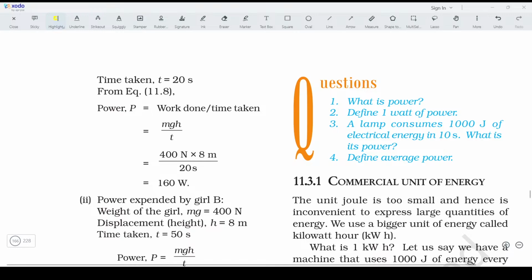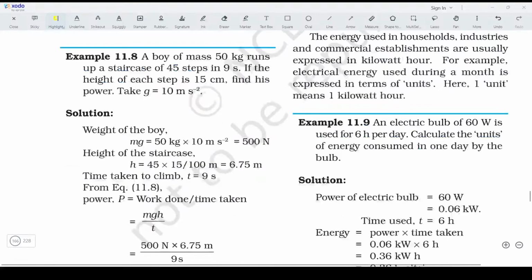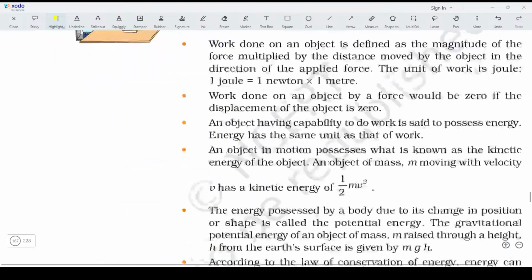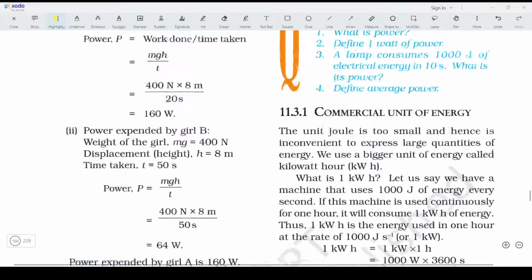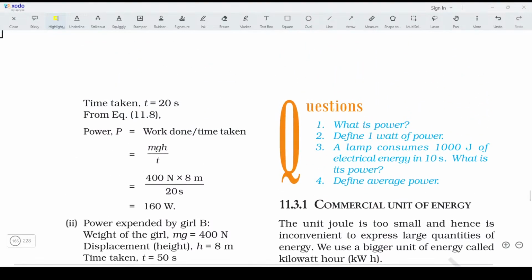Just finish off this chapter. There is one more section. That's it, just close this chapter and keep revising. All chapters you do revision once. Chemistry also you do revision once.